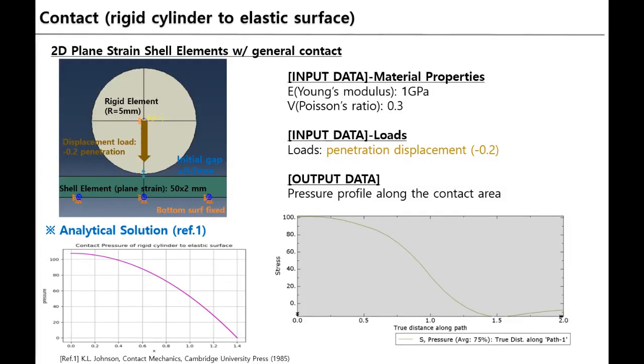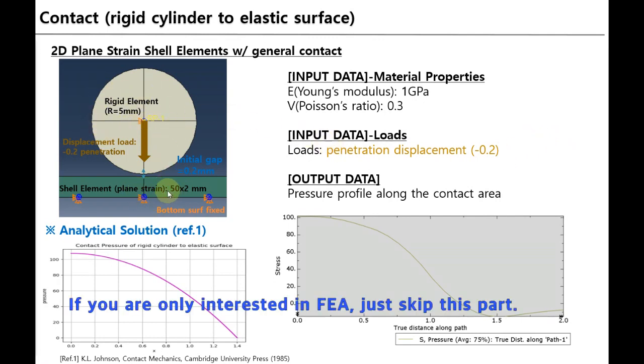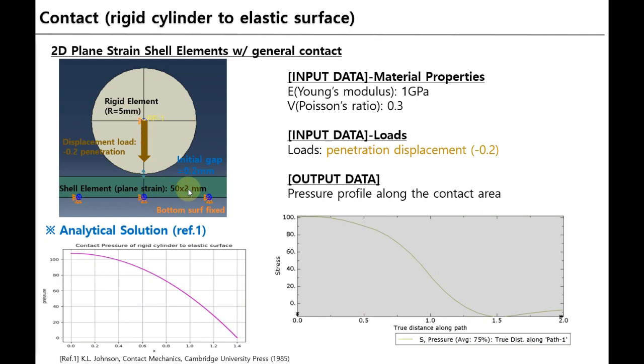In this video, I will explain how to model contact FEA for a rigid cylinder to an elastic surface layer. Cylinder radius is 5 mm, elastic layer thickness is 2 mm, and the length is 50 mm. It's long enough considering the cylinder radius. The initial gap between cylinder and elastic layer is set up to 0.2 millimeter.